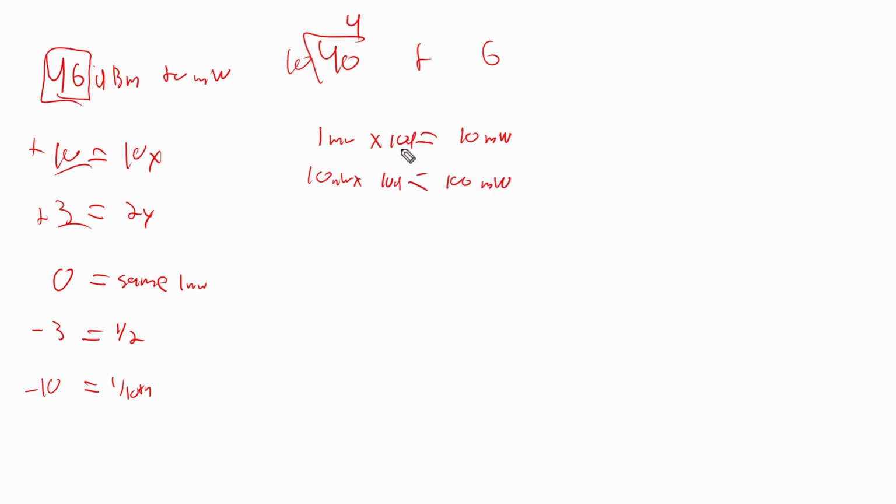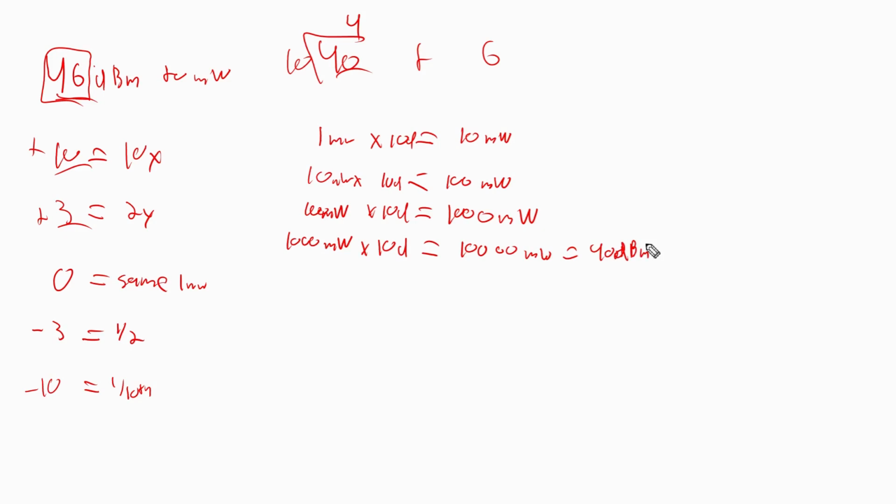So now we've used up 20 dBm of our total of 46. Now we bring that 100 milliwatts over here and times it by 10 again. And what do we get? 1,000 milliwatts. Now we've used up 30 dBm out of our 40, because we're breaking the number 46 into tens and then the remainder. So now we bring that down and do times 10 again, and that's going to bring us to 10,000 milliwatts. So 10,000 milliwatts is equal to 40 dBm.